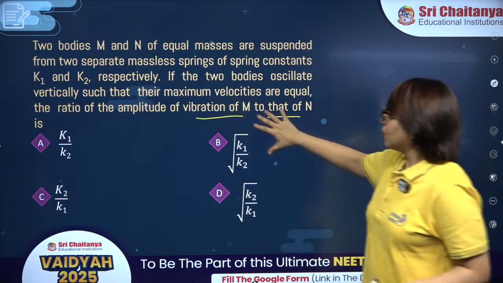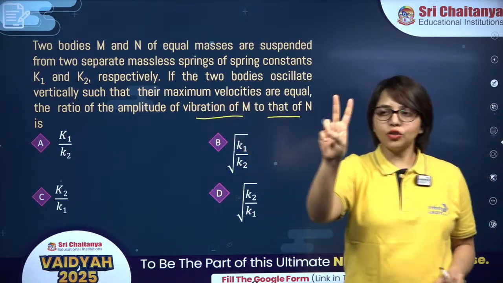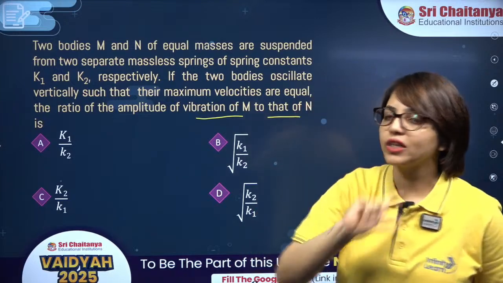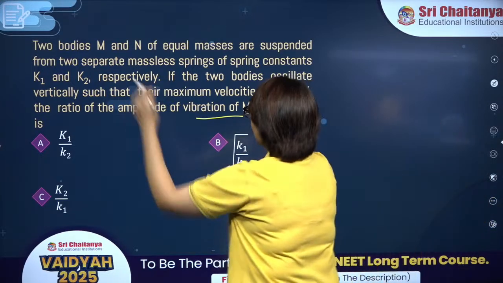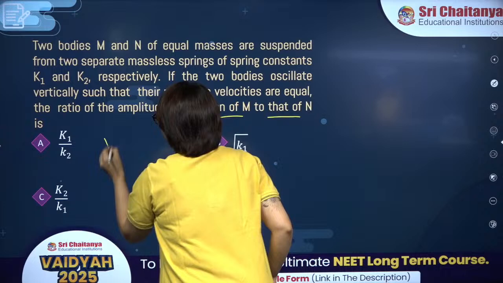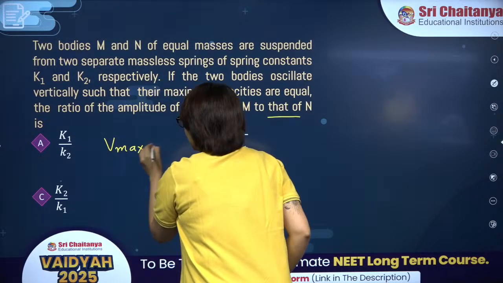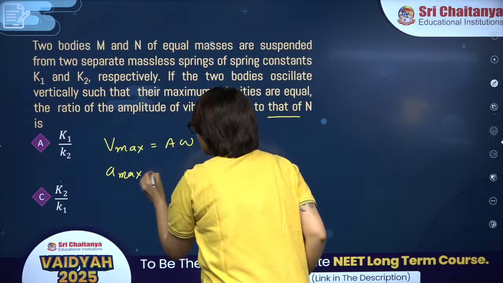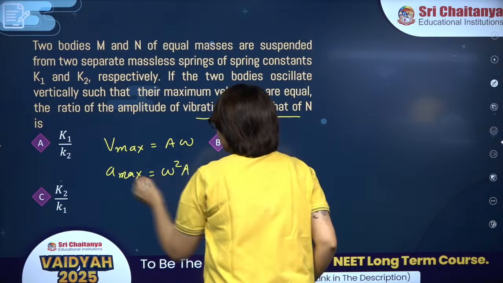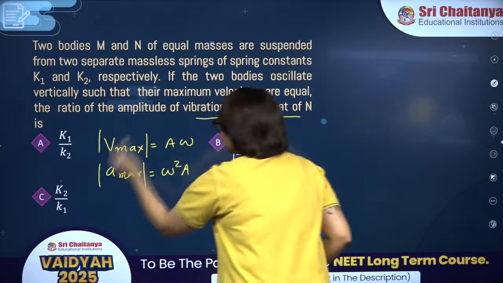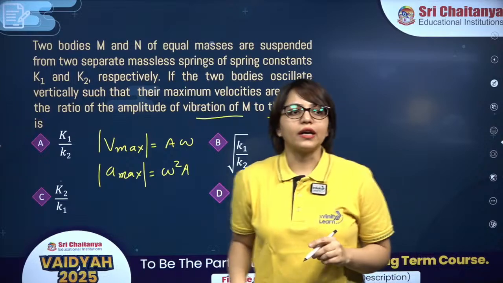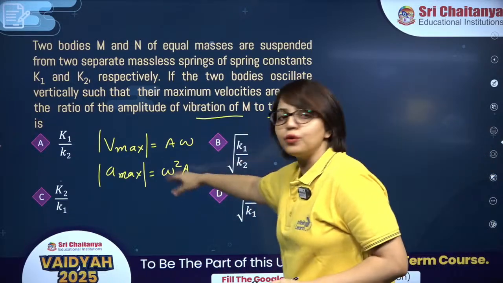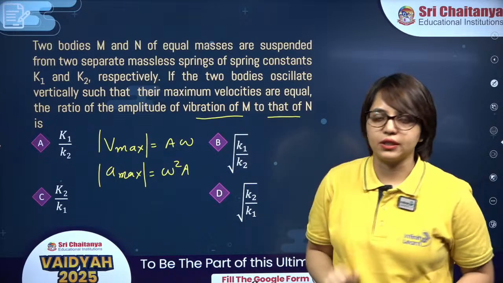Okay. Now in SHM there are two important formulas. There are 50-50 chances that you get questions like this in SHM in the upcoming NEET exam. So maximum velocity is A omega and maximum acceleration is omega square A. These are the magnitudes. Please remember these two formulas correctly. This will help you a lot in solving a lot of questions.